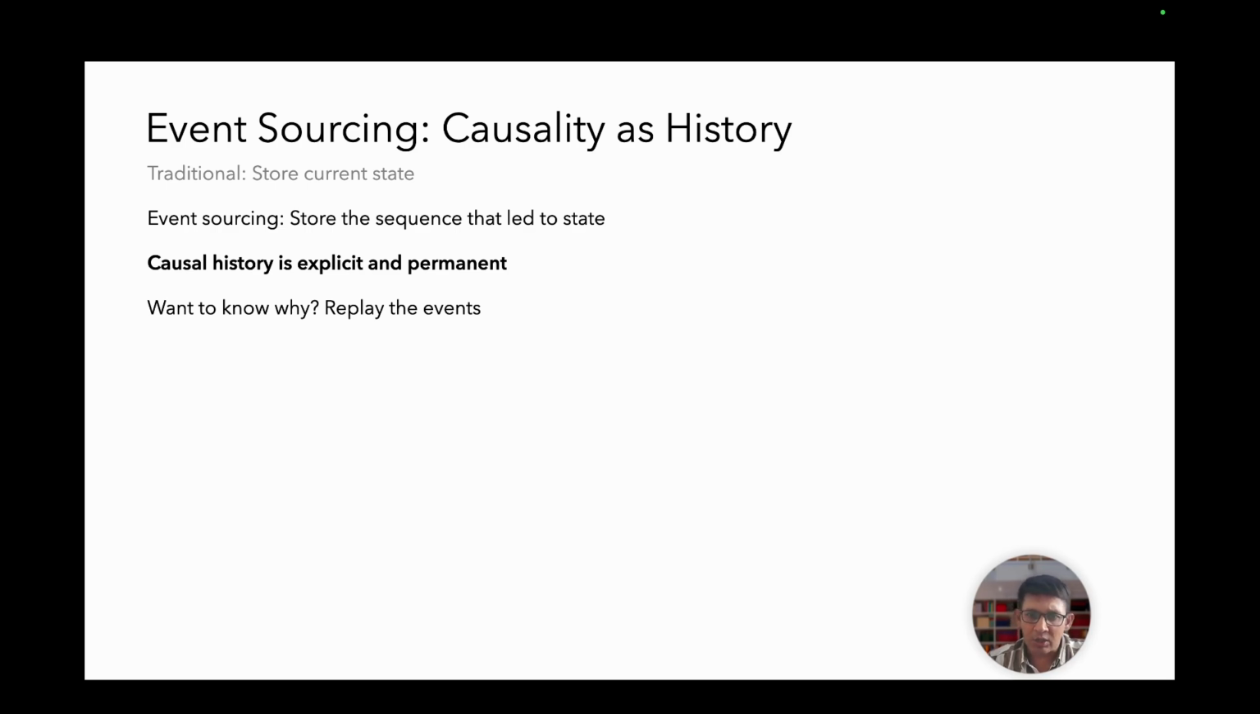Event sourcing also enforces immutability and unidirectionality. Events are facts about the past. They don't change. They only flow forward in time.